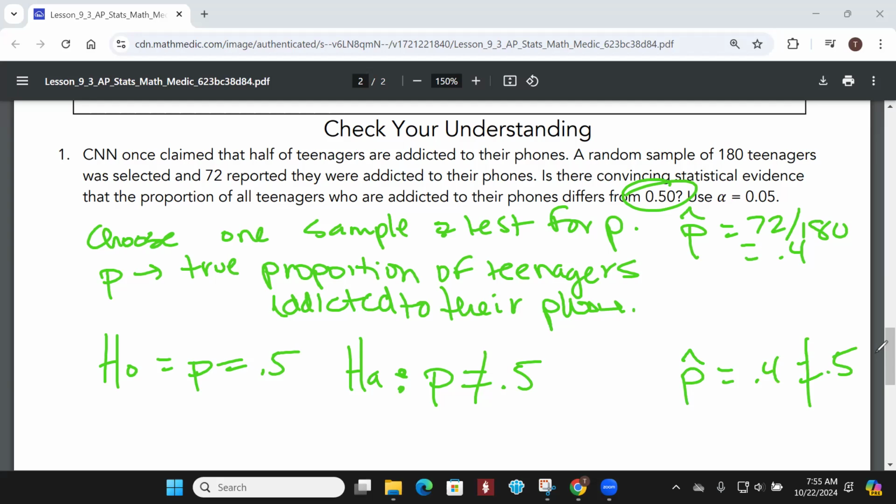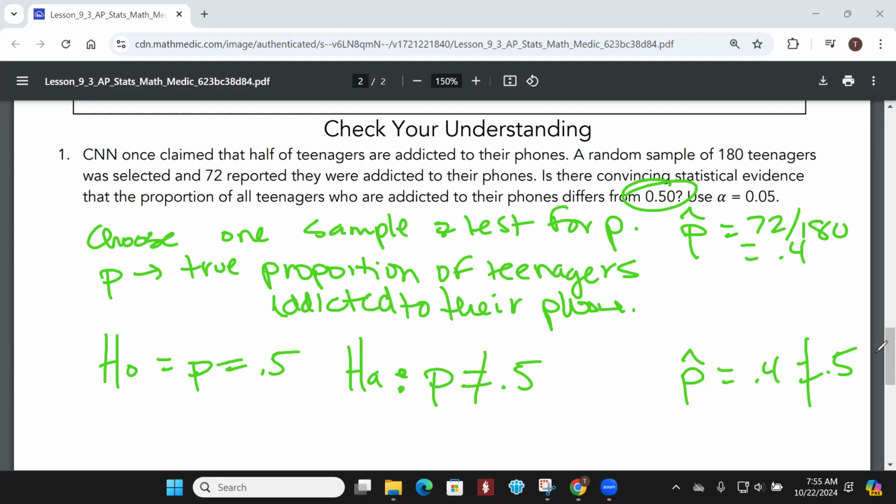All right, so now we're going to check. We're going to do random. It literally states random sample of 180 teenagers. Your 10%: well, 180 is less than 10% of all teenagers. Your large counts: 180 times 0.5 is 90, which is greater than or equal to 10. So we can assume it's normally distributed.